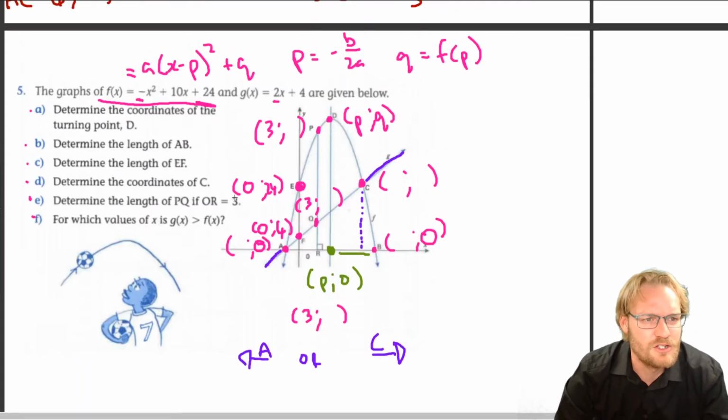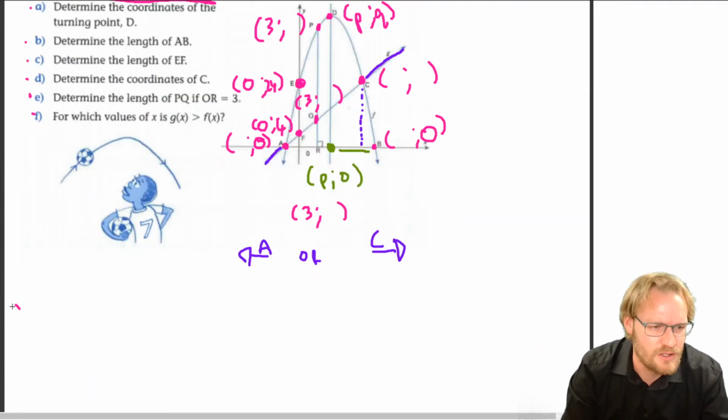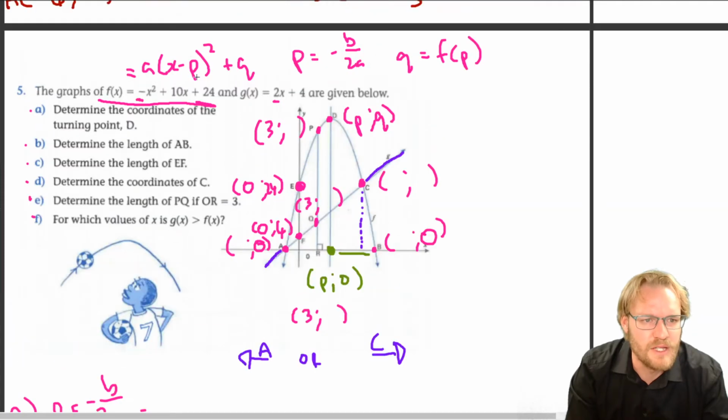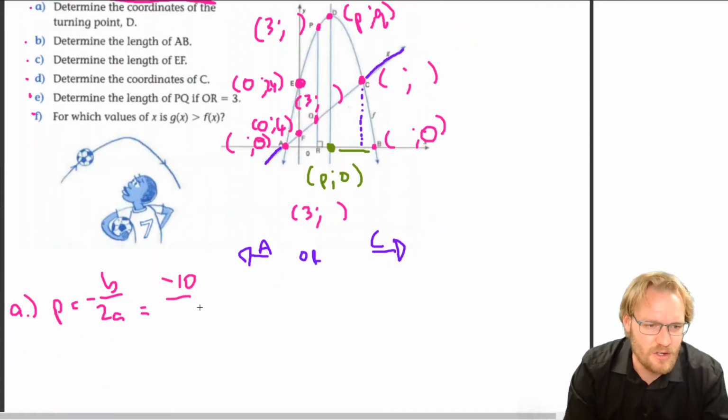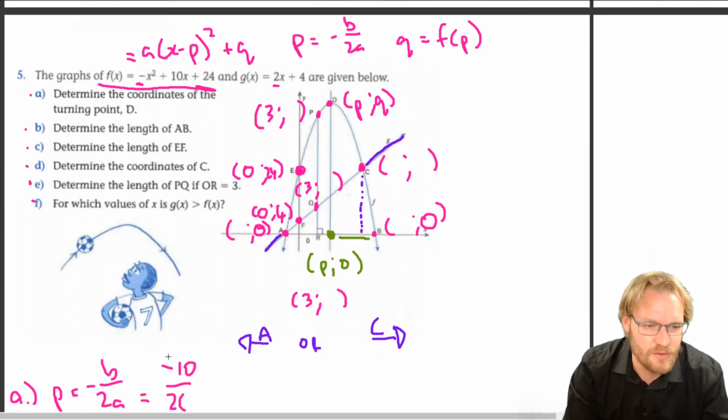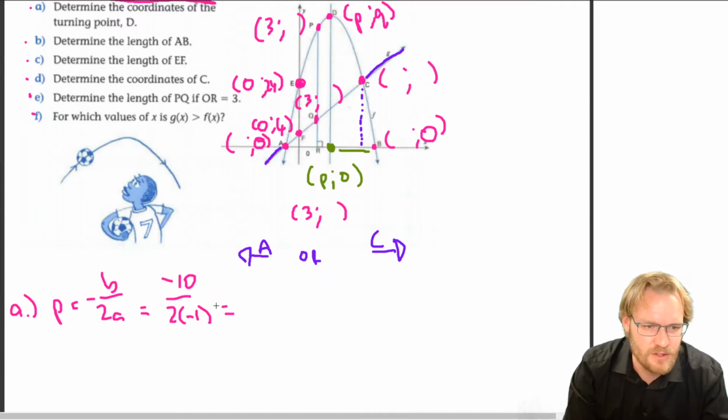Okay, so let's start. Determine the coordinates of D, the turning point. Okay, for turning point, I'm going to go more quickly now because we've gone through how we're going to do this. P equals minus b over 2a. So b is 10, so minus 10 over 2a. a was negative 1. So we get negative 10 divided by negative 2, which gives us positive 5.